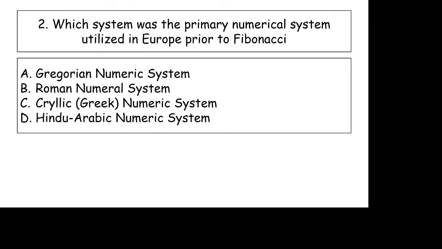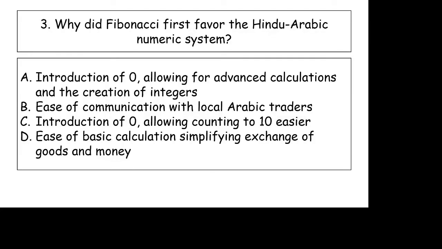Question number 2. Which system was the primary numerical system utilized in Europe prior to Fibonacci? Question number 3. Why did Fibonacci first favor the Hindu-Arabic numeric system?